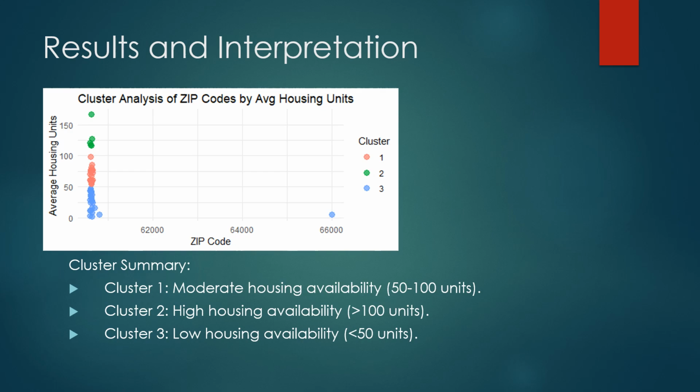So you can see from the analysis, cluster 1 shows moderate housing availability. That's about 50 to 100 units. Cluster 2, high housing availability. That's greater than 100 units. And cluster 3, low housing availability, less than 50 units. So we see what we are talking about here.